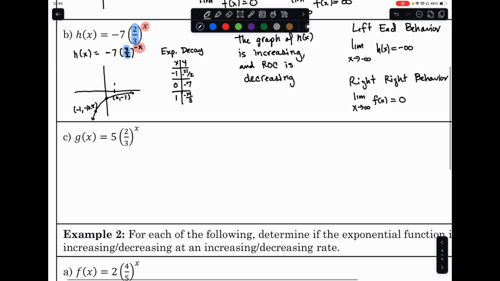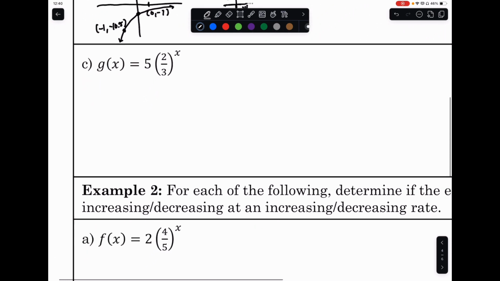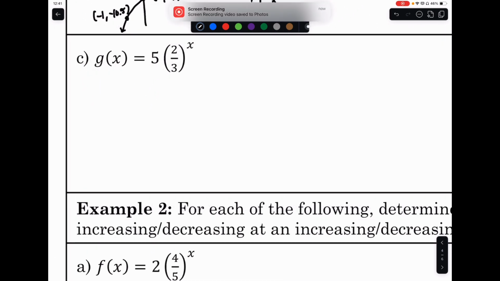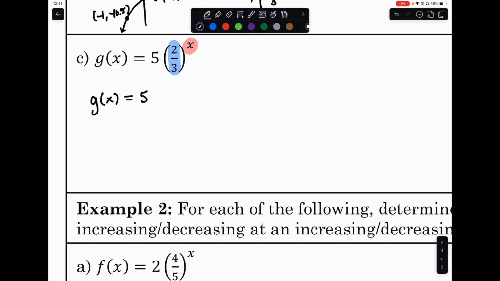Let's look at another example. Let's now look at example C. So again, just because this here is positive doesn't mean it's going to be an exponential growth. We have to verify that this number is greater than 1. Well, 2 over 3 is 0.6. That number is not greater than 1. So what we're going to do to the function g is get the reciprocal of our base. So it becomes 3 over 2. And that changes the exponent to negative x.